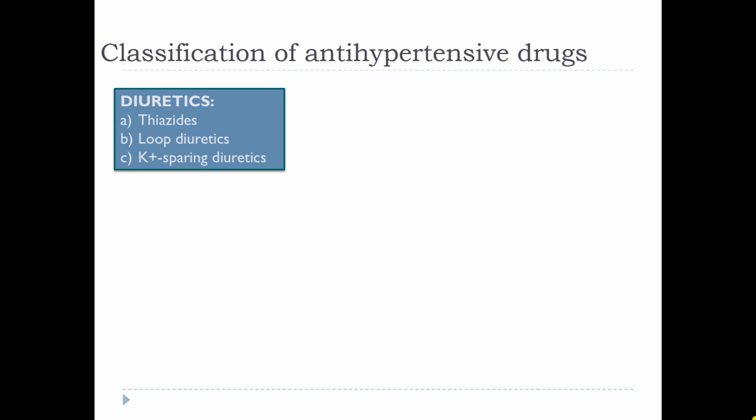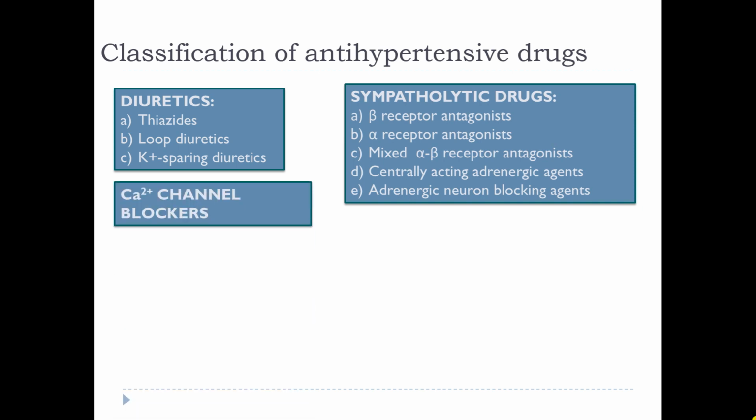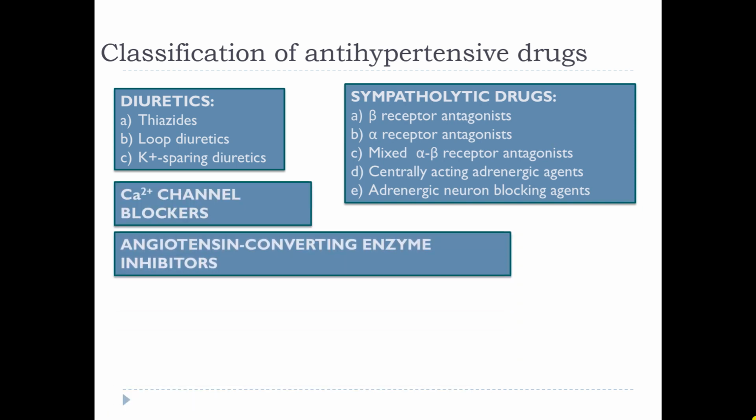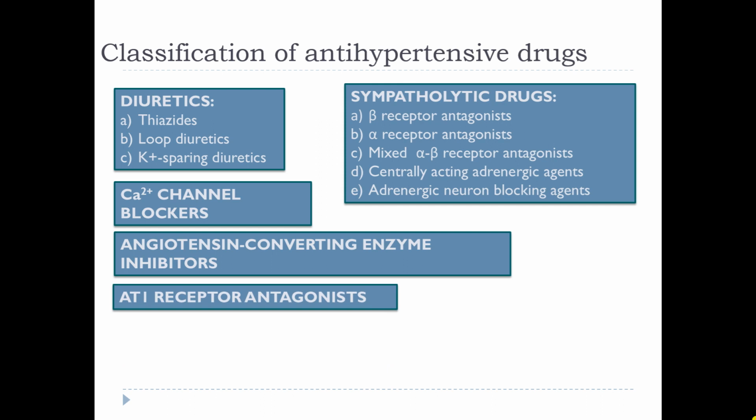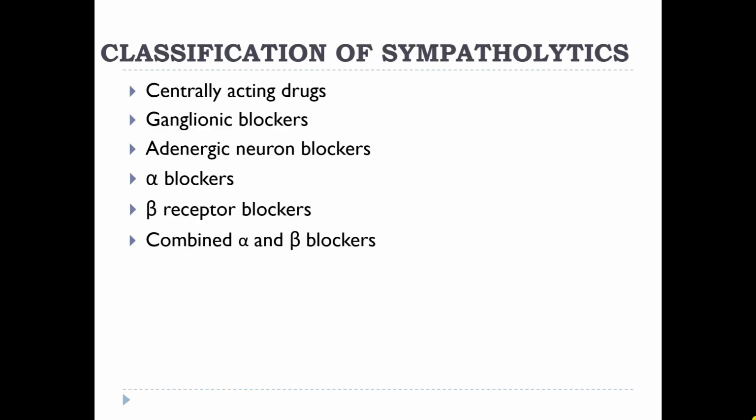Antihypertensive drugs can be diuretics, which include thiazide, loop diuretics, and potassium sparing diuretics. They can be sympatholytic drugs like alpha and beta blockers, combined alpha and beta blockers, centrally acting adrenergic drugs, and adrenergic neuron blocking agents. They can be calcium channel blockers, angiotensin converting enzyme inhibitors, AT1 receptor antagonists, and vasodilators like arterial or venous dilators. Among them, we first start our discussion on sympatholytic drugs.